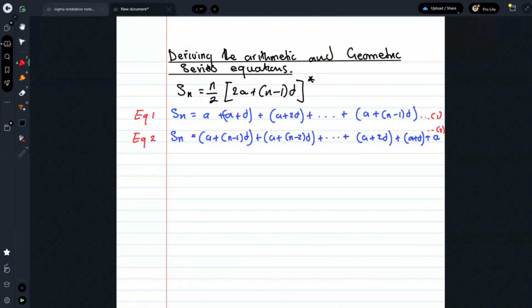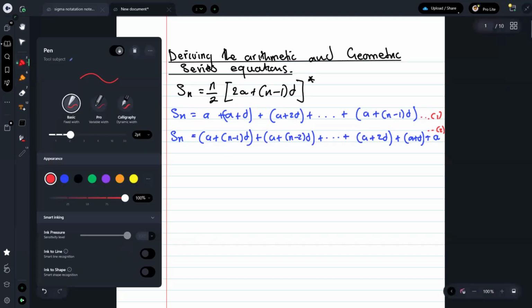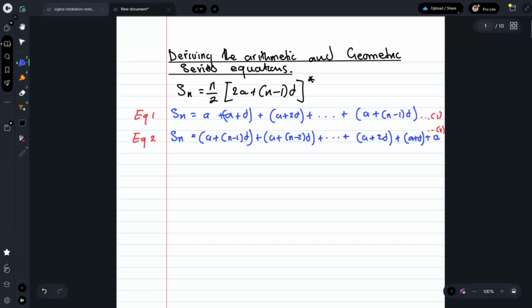So from here, you have developed these two equations, one in ascending order and one in descending order, or we're just reversing the pattern. What we're going to do now is add these two equations, so 1 plus 2. Looking at the left-hand side, we're going to have 2Sn, because that would be Sn plus Sn.